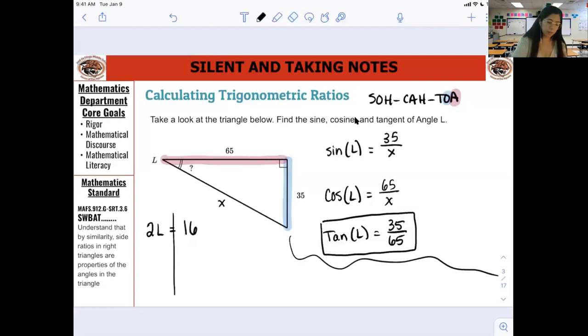So like Perla said, we would divide both sides by 2 to get L by itself, right? So then L equals 8. This is very basic algebra. Now, why did Perla choose to divide by 2? What is that?